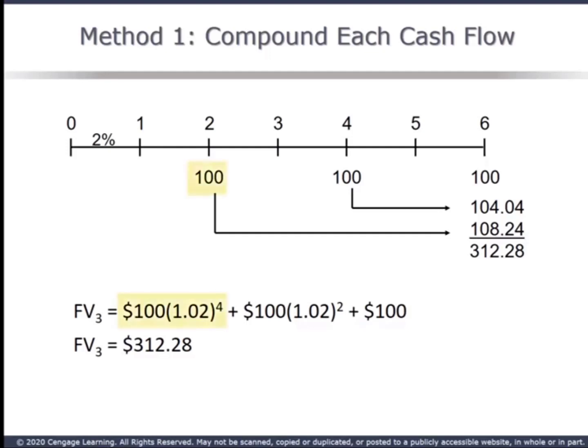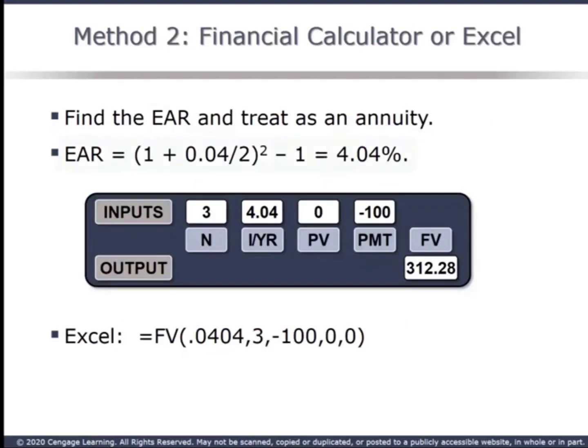The first 100 is compounded forward 4 6-month periods. The second 100 goes forward 2 6-month periods. A second method uses the EAR of the rate as an annual rate. 4% compounded semi-annually is 4.04% compounded annually. Now we can solve this as an ordinary future value of an annuity.